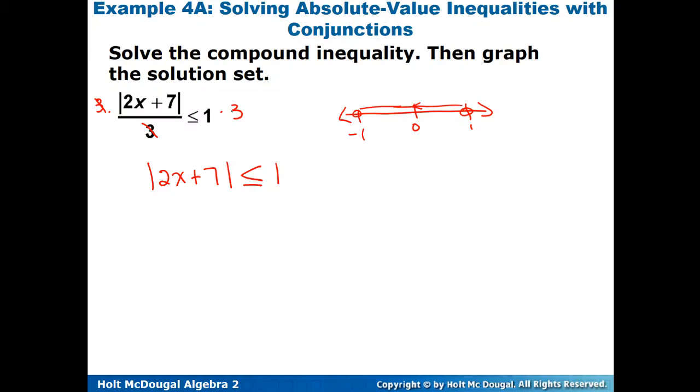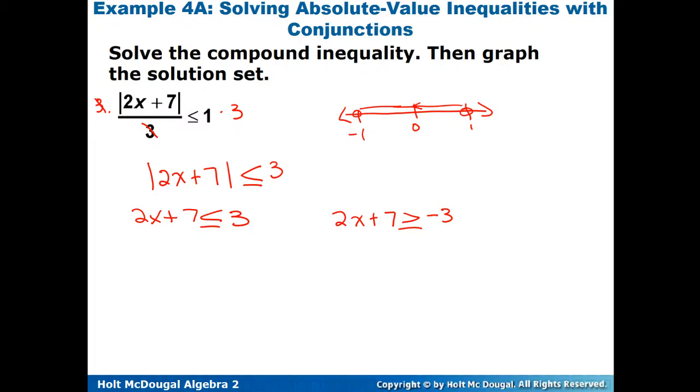Actually, this 1 times 3, let's get that corrected. All right, so let's write them out. We're going to have 2x plus 7 is less than or equal to 3. So that's going to satisfy this condition. And then we're going to have 2x plus 7 has got to be greater than or equal to negative 3, because it's negative on this side.